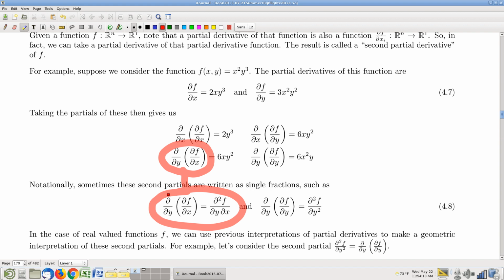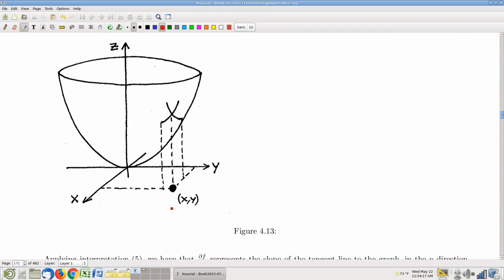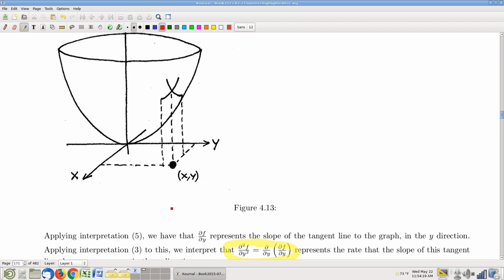Okay. All right, so what do these things actually look like? Let's talk about a second partial with respect to y. Let me switch colors because green is friendlier. Second partial with respect to y. What does that look like on the graph? I asked rhetorically.